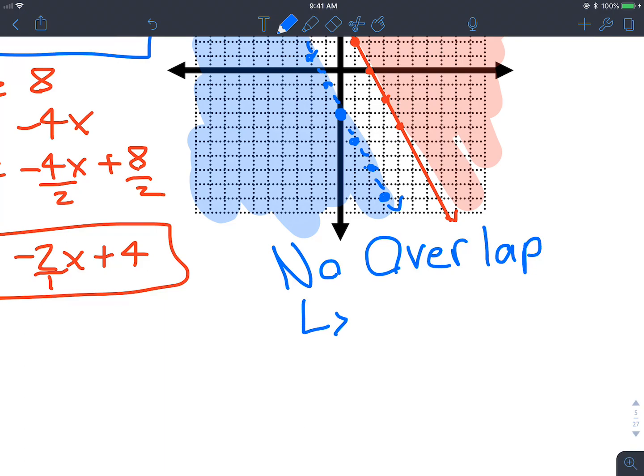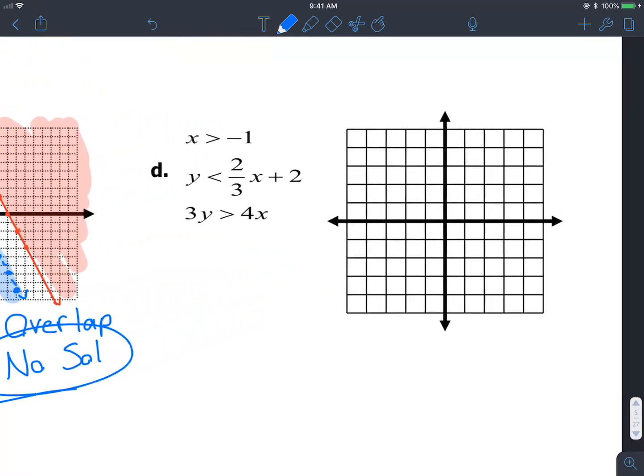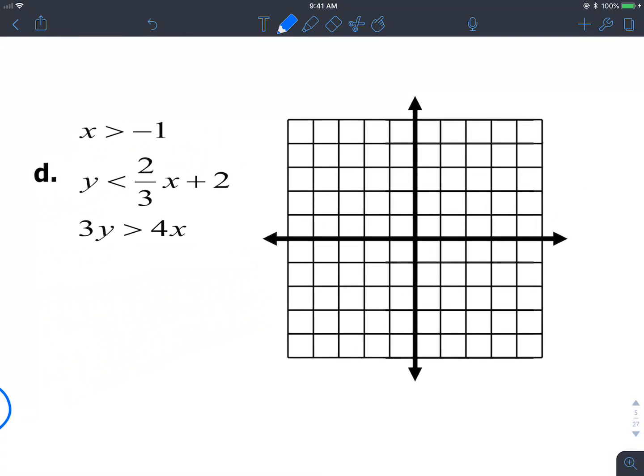You don't see a ton of examples like this, but sometimes you will. So that means no solution. There you go. Okay, so make sure you write that. So that's kind of a weird one. That might be a good one to put a star next to right there. Yes, there's a little bit of shading, but there's no overlap between them.